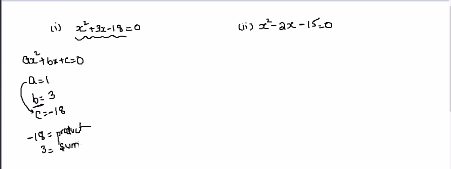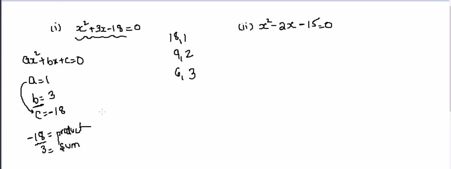So you need to find two numbers such that if we multiply them we'll get minus 18, and if we add them we'll get 3. We always have to start with the product one. We have to find the factors. So the factors of 18 are 18 and 1, 9 and 2, 6 and 3. But the thing is, the product is minus 18. It's not plus 18, it's negative 18.